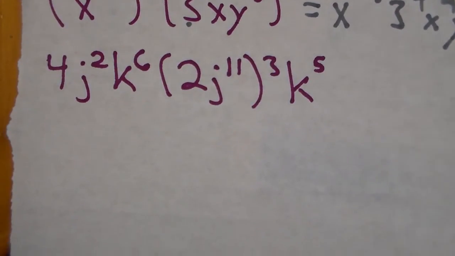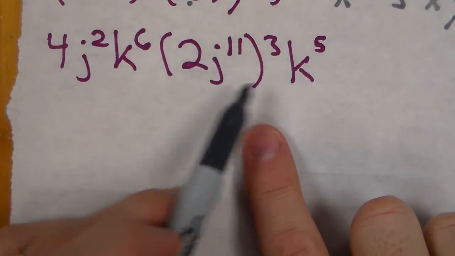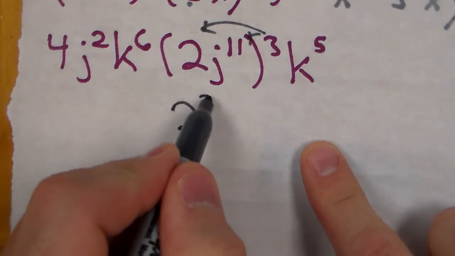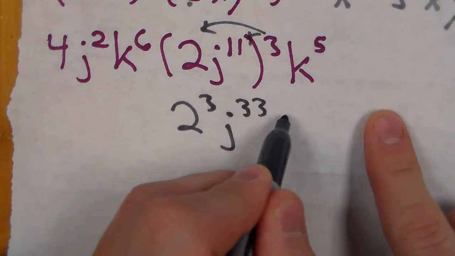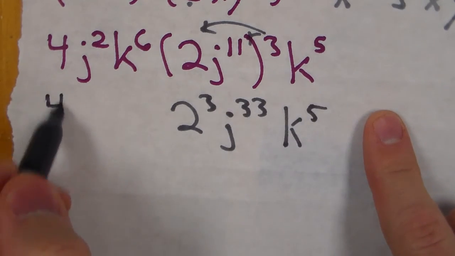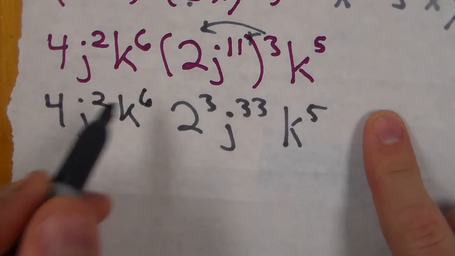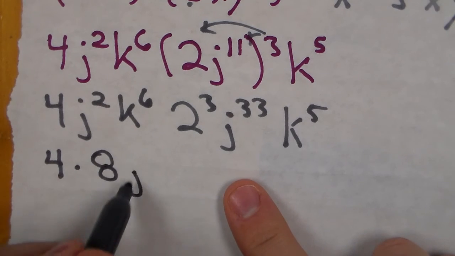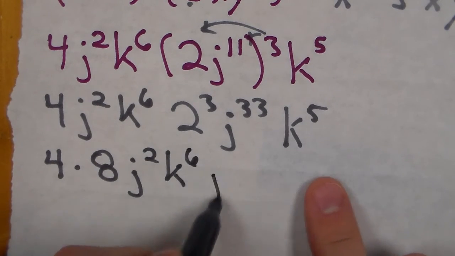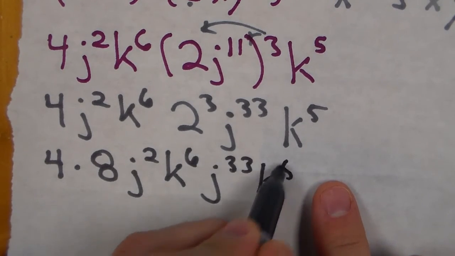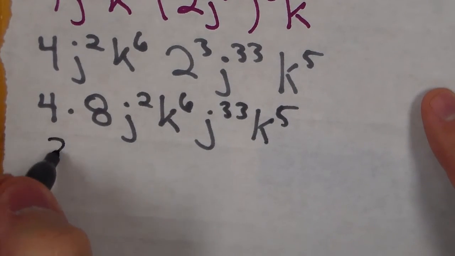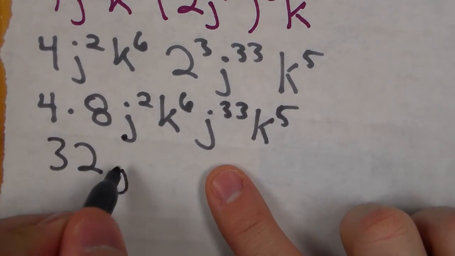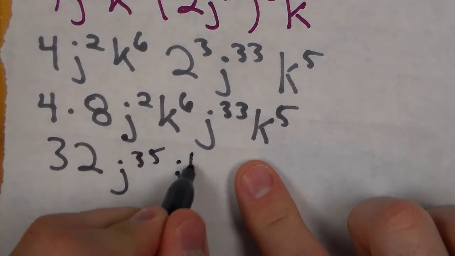Our last one. Now this one's sneaky because it puts this part right in the middle. So let's focus there first. It's going to be 2 to the 3rd, j to the 33rd. Bring down my other terms. So now I have 4 times 8, which is 2 to the 3rd, j squared, k to the 6th, j to the 33rd, k to the 5th. This is now 32 from 4 times 8. I have 35 j's and 11 k's.